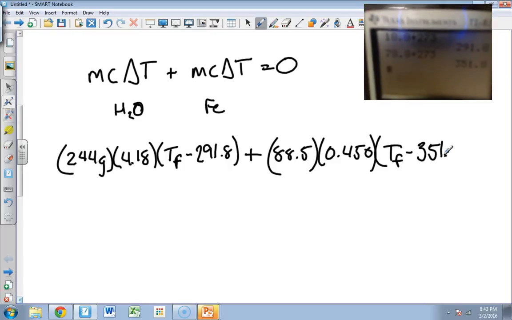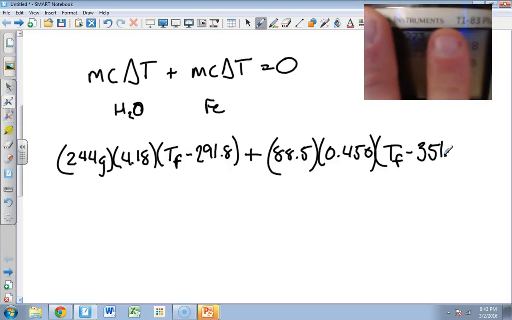I don't know why that's blurry. Let's see if we can get it to be not blurry. Woo!